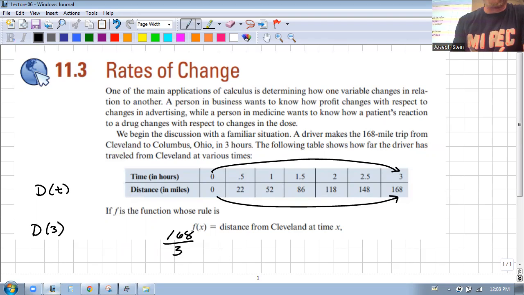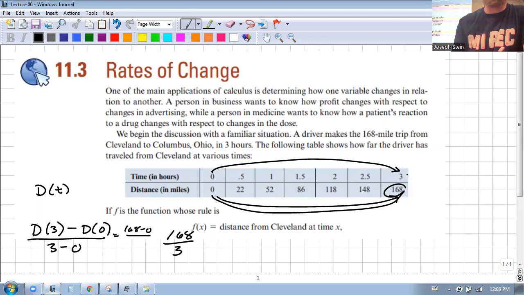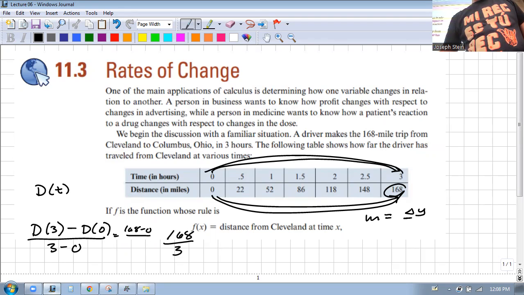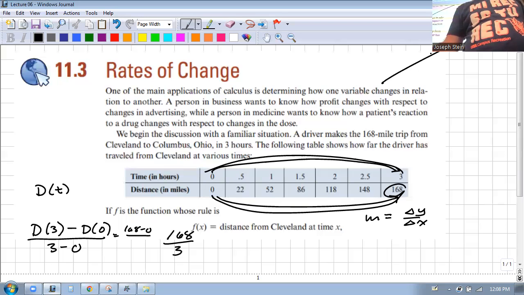Where we get that is we'd look at the distance at time 3 hours minus the distance at time 0 hours. That's 168 minus 0, and then it's divided by the change in time. So we do 3 minus 0. So this is like your slope. Remember, your change in y over your change in x? Y'all remember that? And that's for a straight line. A straight line, the slope is the same everywhere, right?